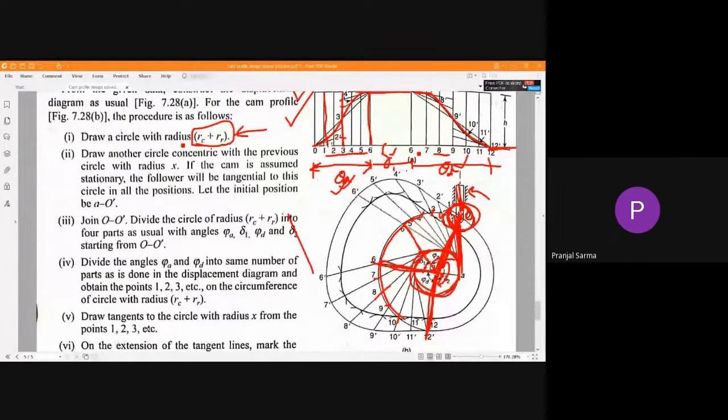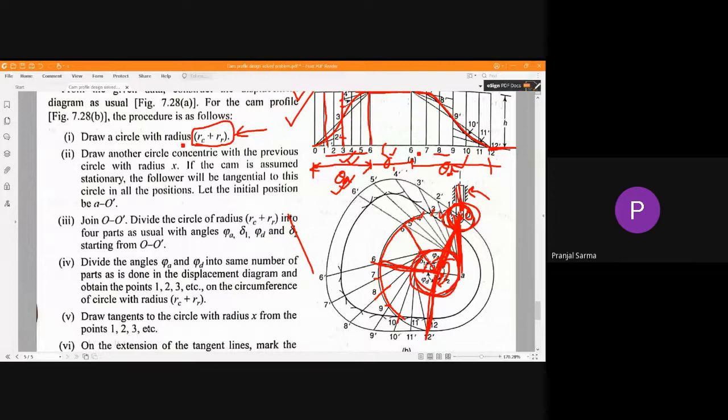So we have given the names, 1, 2, 3, 4, all those division names, whatever nomenclature you have utilized in the displacement diagram, similar to this much. I hope that's okay. Let me know. Yes, sir. Okay, next step, we are going to draw tangents from those divisions.